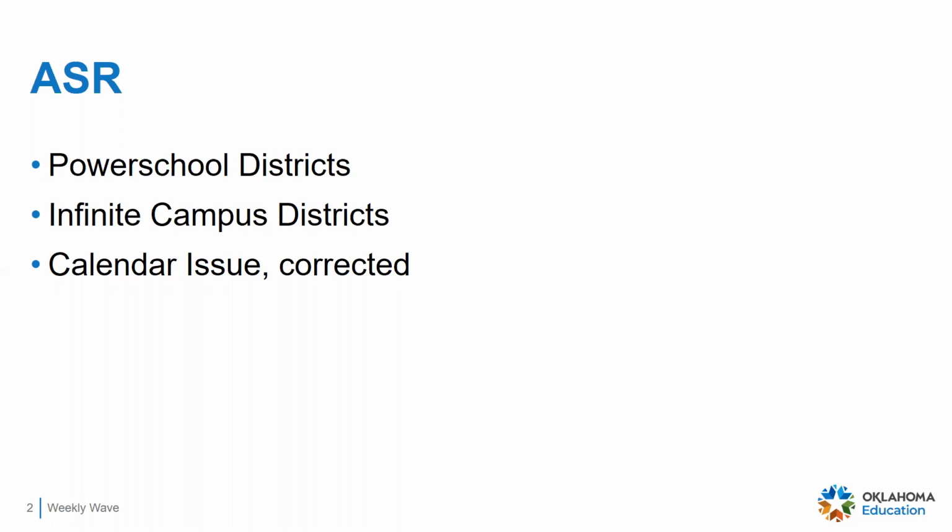If you are seeing any other weird information or inconsistencies between your own district reports and what's on the ASR, please just let us know. The more specific you can get, the better. We can troubleshoot on our end and see if this is something that's caused by our system, or if that's something that you'll need to coordinate with your student information system support to get it corrected. So that's it for the ASR.